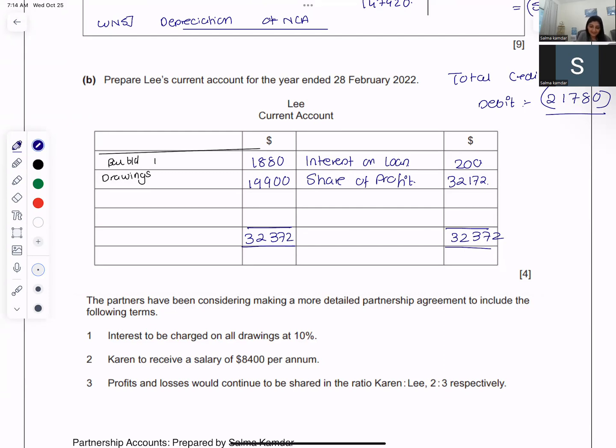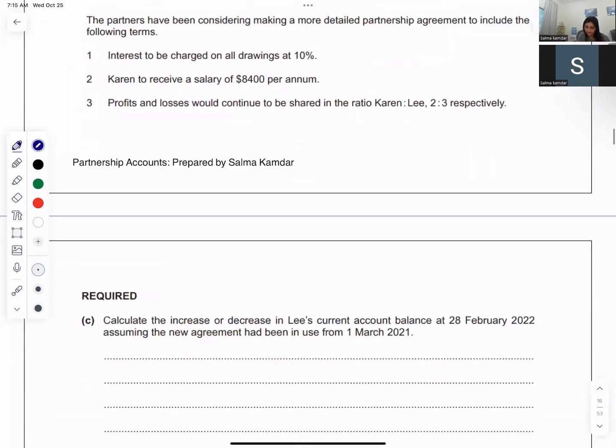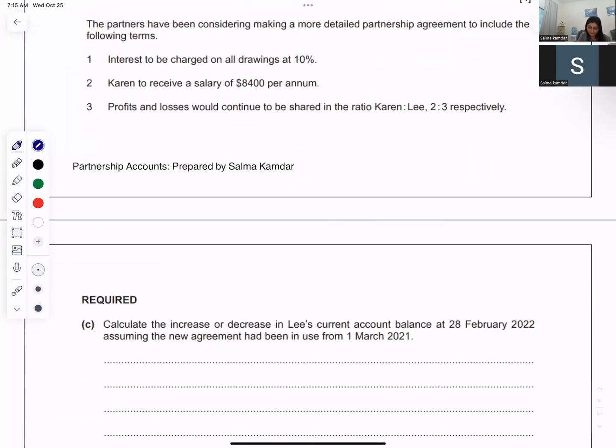I will get my balancing figure, that is the closing balance of Lee's current account as 10,592, and this will be my balance brought down of 10,592. Do not forget to bring down this balance because you are given 1 mark over here. I read the question further ahead.